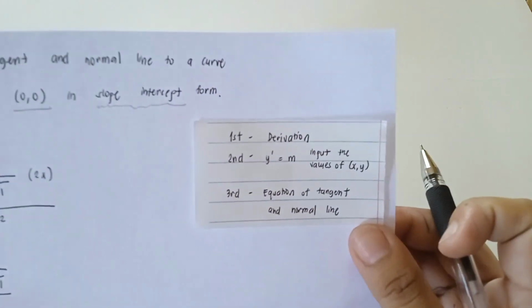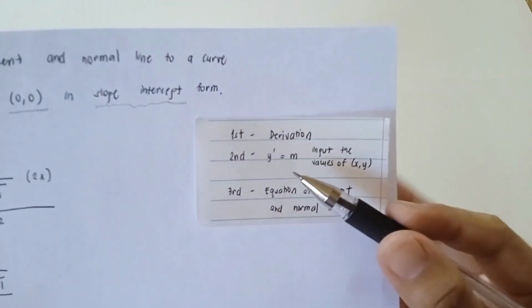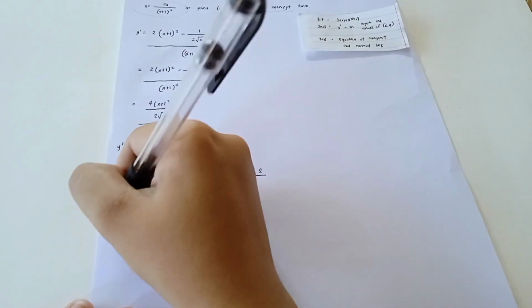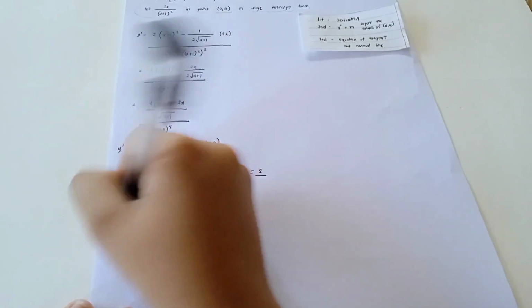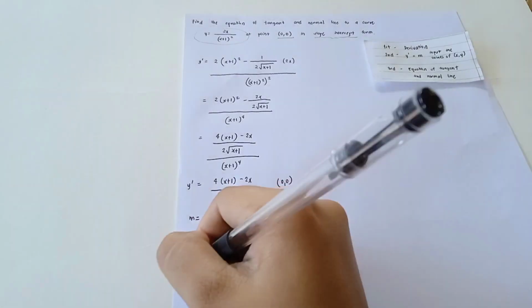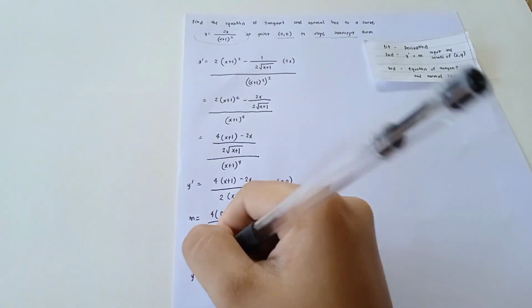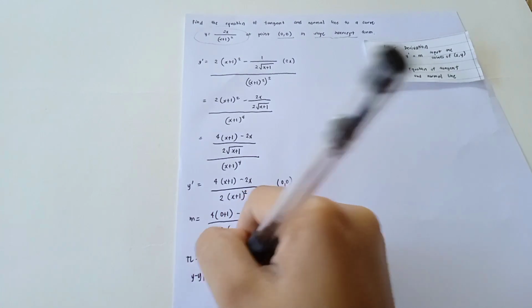Now, since we have our slope already, we can finally have our equation for the tangent line. y minus y sub 1 is equal to m times x minus x sub 1.